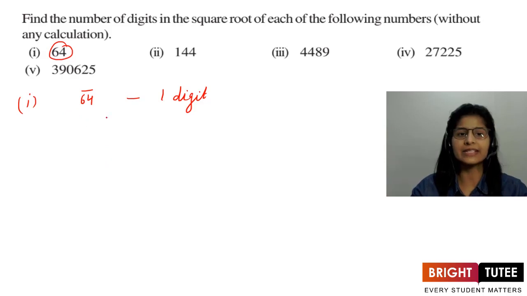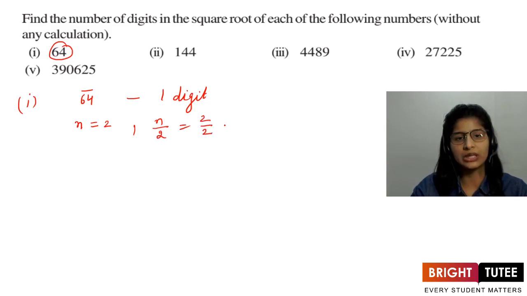Now here just see, I'll try both of them to apply in the question. In the first one we have 64, right? If we place a bar, there is only one bar. That means one digit in the square root of this number. Clear? Otherwise, how to do? We see how many digits are there? 2. So n here is 2 and it is even. Whenever we have even digits in the square of the number, we divide it by 2. So 2 upon 2 gives us 1. So there is one digit in the square root of 64.